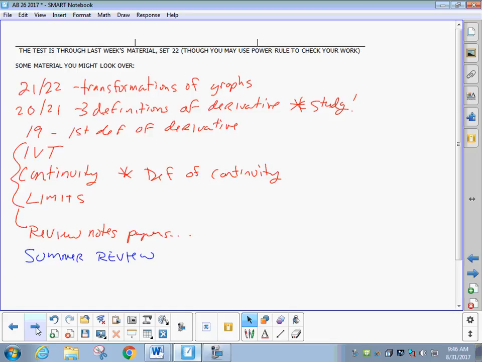Limits, that's actually a huge thing. I just wrote one little word, limits, but that's so many levels. Do you understand that a limit is the approach, not the at necessarily? Do you understand how to evaluate a limit graphically, analytically, numerically? Do you know what an infinite limit is telling you? Do you know asymptotes and how that connects to a limit? Review your limit notes.